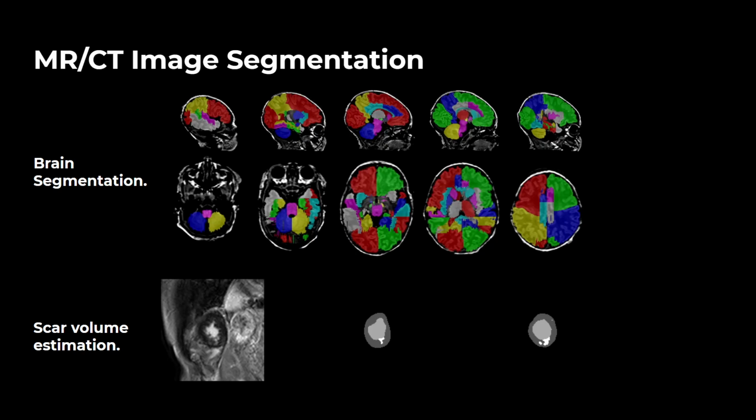And then another instance of image segmentation is in MRI scans and CT scans. A very common one that's used is brain segmentation, right? To segment all of the different parts of the brain. It might be very useful in like locating tumors.